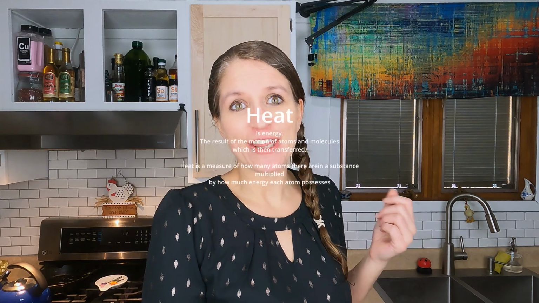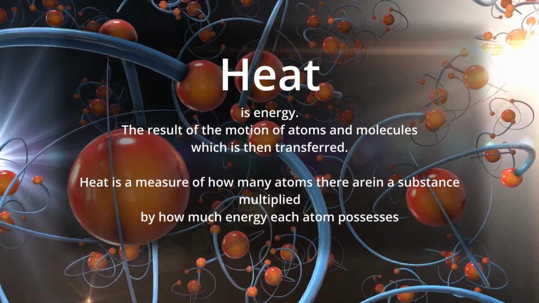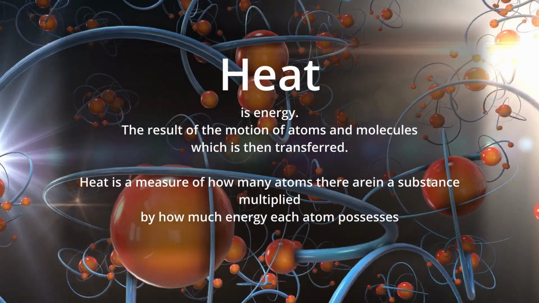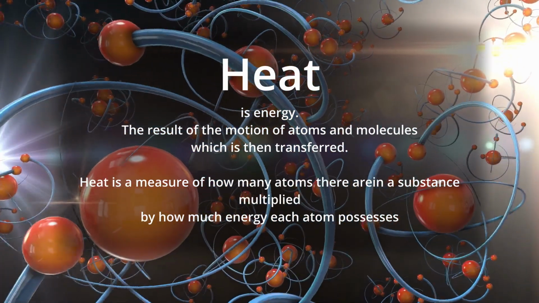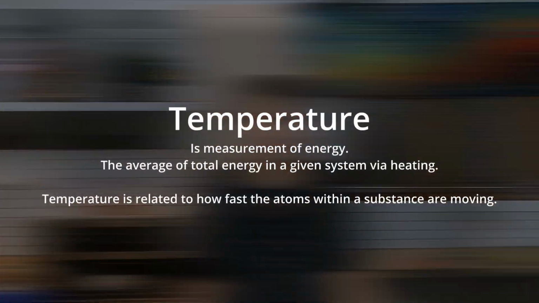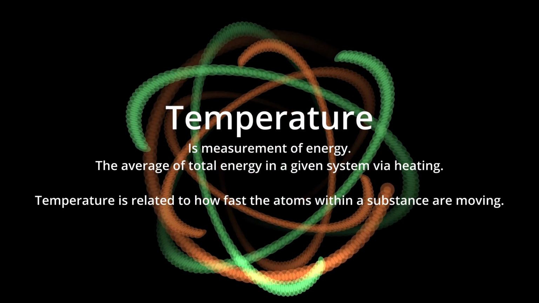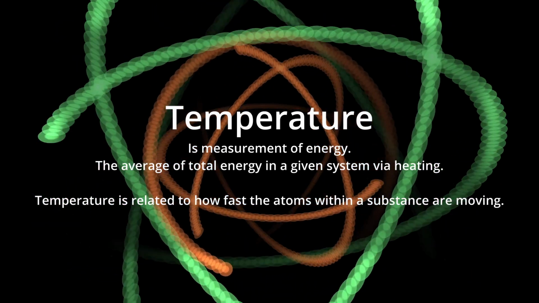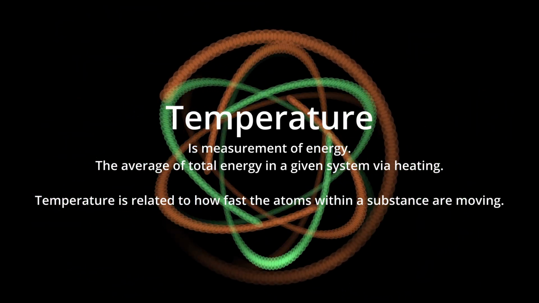So the next part we're going to do is just some basic scientific cooking terminology. First, we're going to talk about heat versus temperature, and those are two different scientific terms. Heat is an energy and the result of motion of atoms and molecules, which is then transferred. Heat is a measure of how many atoms there are in a substance, multiplied by how much energy each atom possesses. So temperature is a measure of heat energy. Temperature is the average of total energy in a given system via heating. Temperature is related to how fast the atoms within a substance are moving.